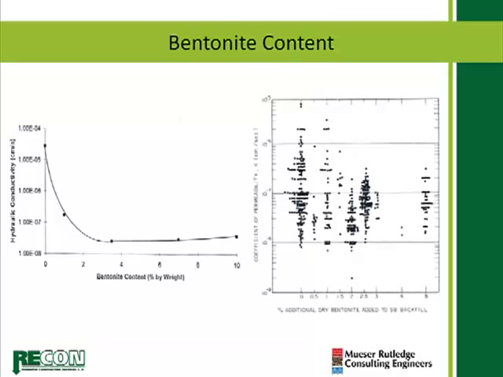But it must be remembered that each site is different. Ryan demonstrated this exact point in his plot on the right. He stated that each backfill mixture must be individually tailored and a specific K cannot be assured with a chosen percent of bentonite. You can easily see this with all the scatter on the plot.